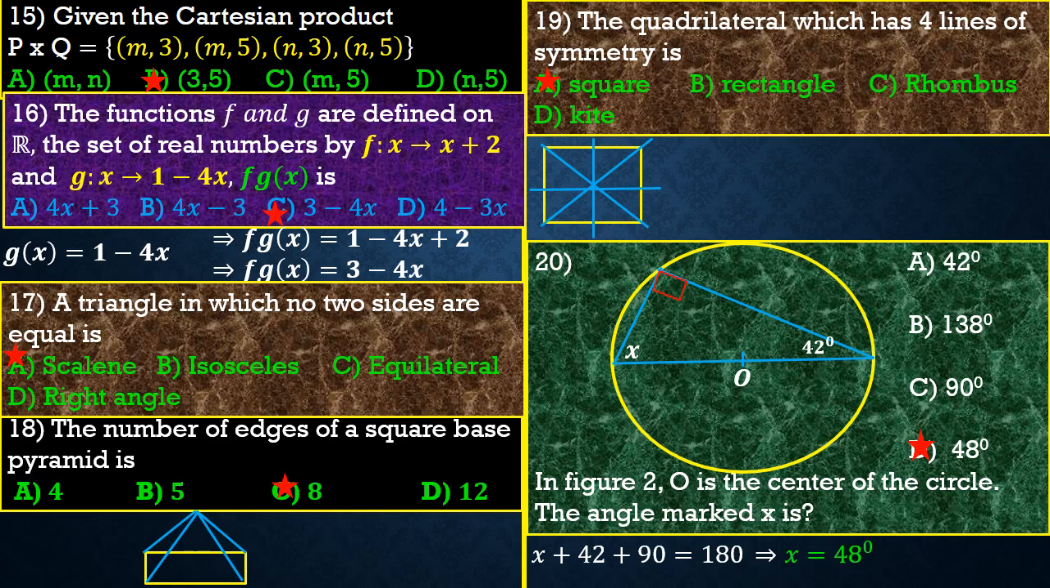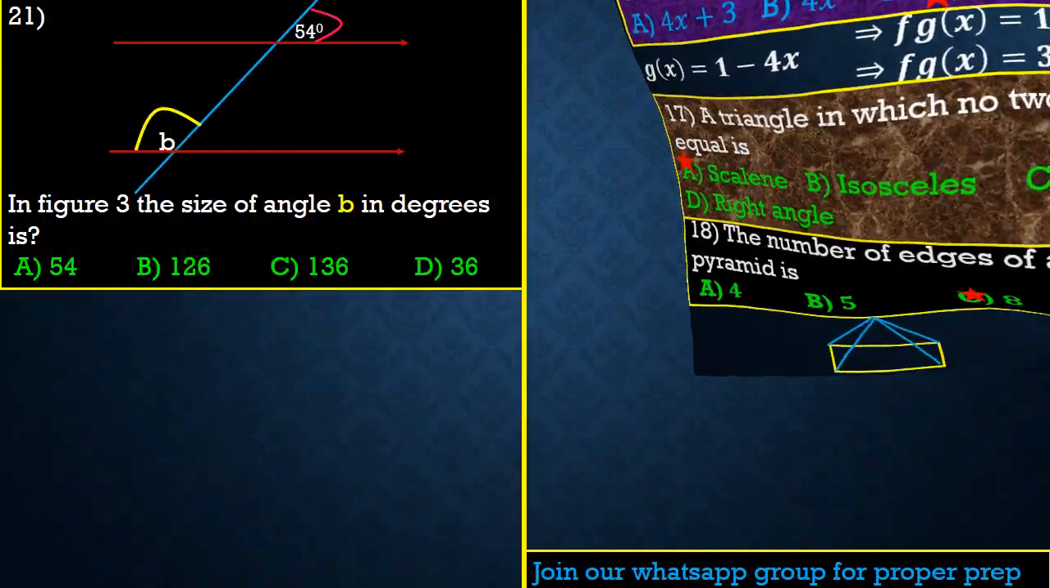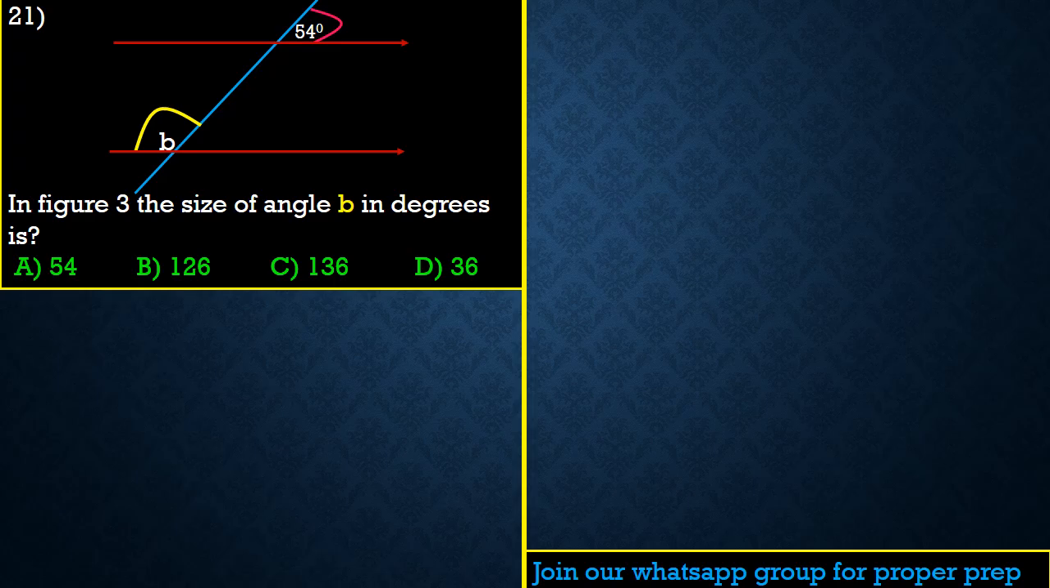Okay, guys, let's go to question 21. The question reads that in figure 3, the size of angle B in degrees is, okay, these are the various options. So, friends, from observation, we notice that this angle B simply corresponds to this angle above, so this is still angle B. These are known as corresponding angles, and corresponding angles are always the same.